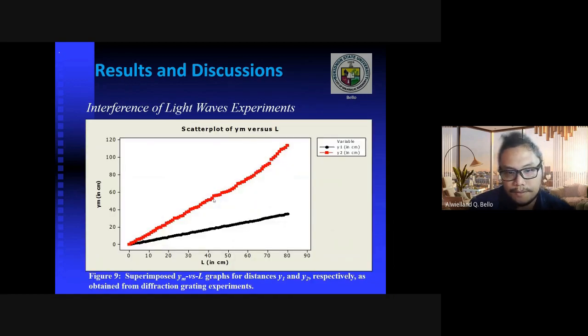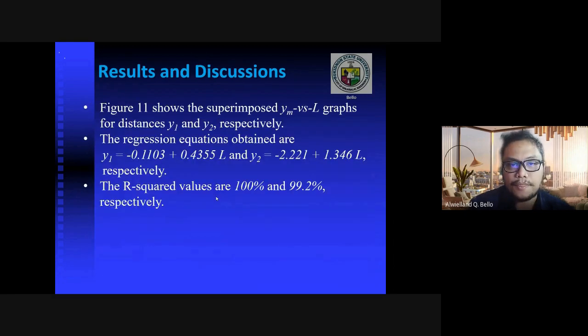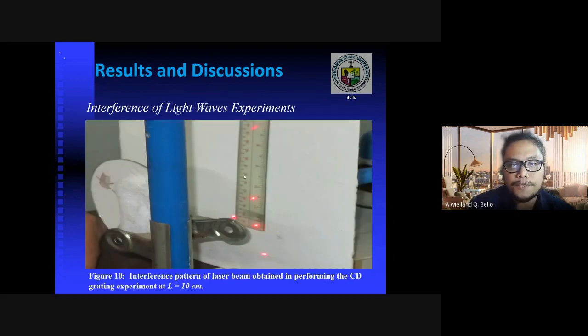Here is the scatter plot in Figure 9. This is the superimposed Ym versus L graphs of distances y1 and y2, respectively, as obtained from diffraction grating experiments. So we were able to get a regression equation from Figure 11. And for the interference of light waves, again, this one is taken using the CD grating experiment.